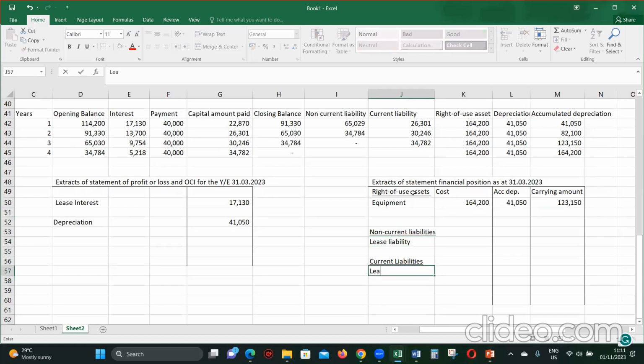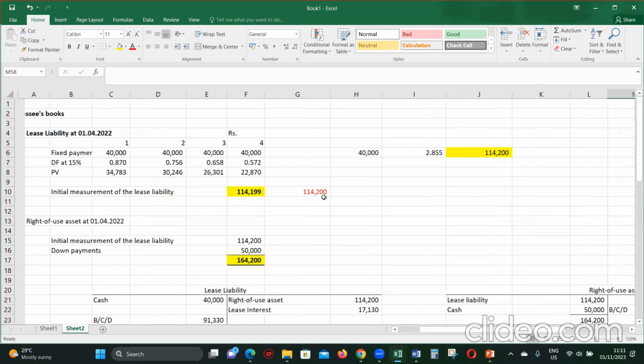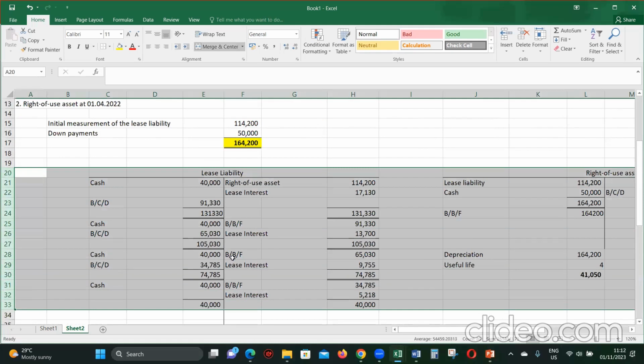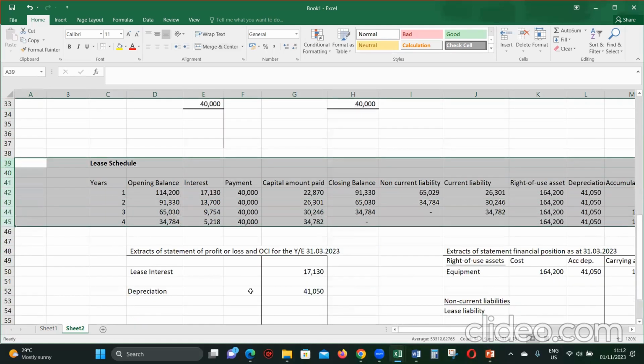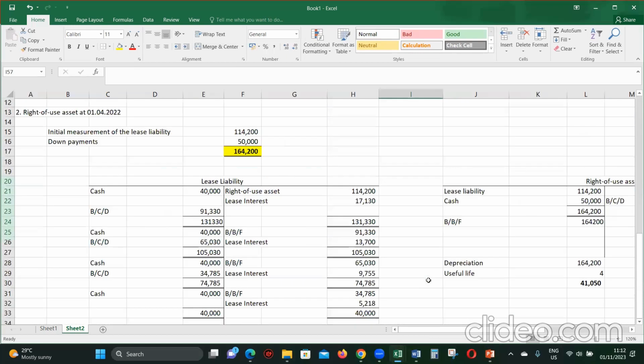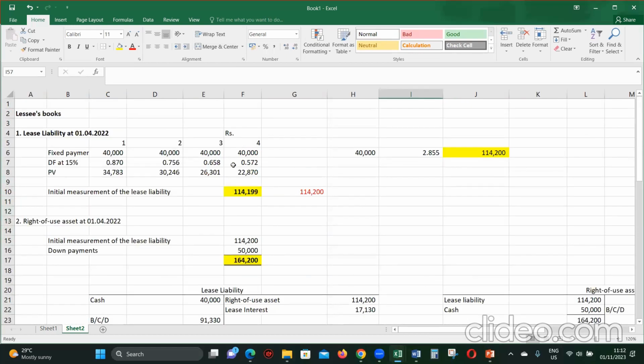Here again, lease liability. What is a non-current liability at the end of first year? See, we have computed it. 65,029. Right? Current liability. At the end of the first year. 26,301. So this is how basically you compute lease liability, you compute right of use asset, you do the ledger accounts if required, and you do the lease schedule, and then prepare the extracts of the financial statements. So this is a complete one. All the elements are there in lessee's books.